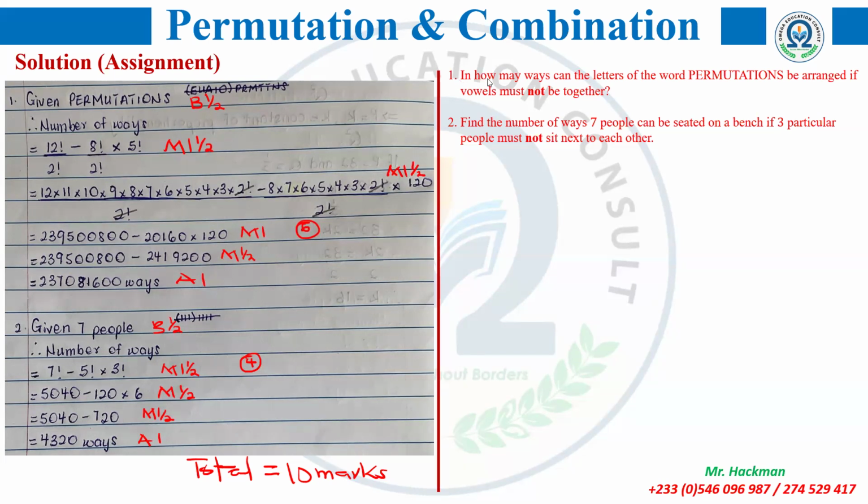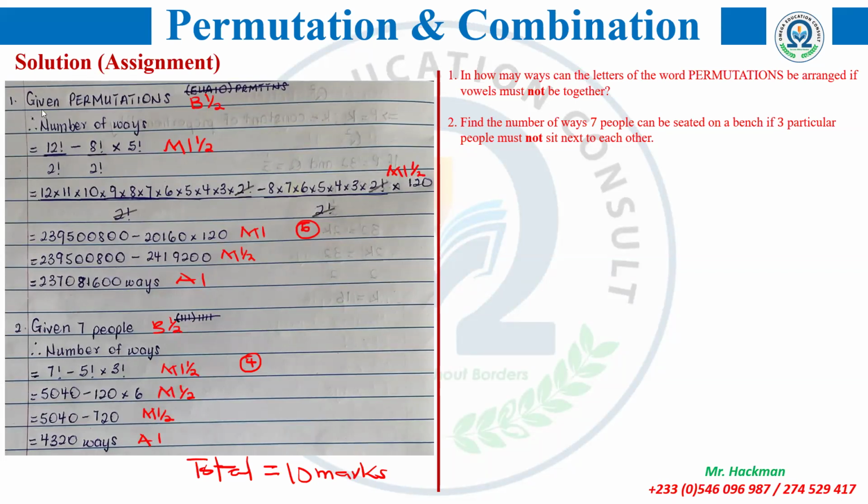The first question: in how many ways can the letters of the word permutations be arranged if vowels must not be together? We know not together will always give us a certain relation: total minus together, total minus together. So let this be at your fingertips. That's the relation. As usual, the solution is what you are supposed to write first, and you number your solution as well because the question is numbered.